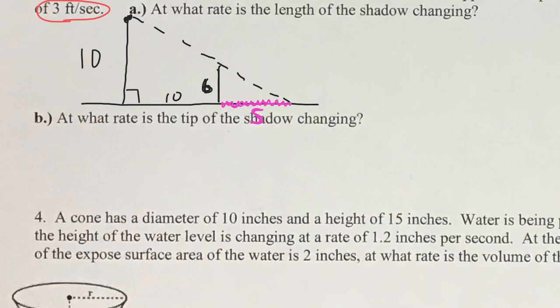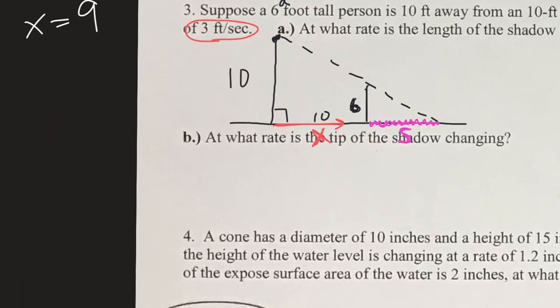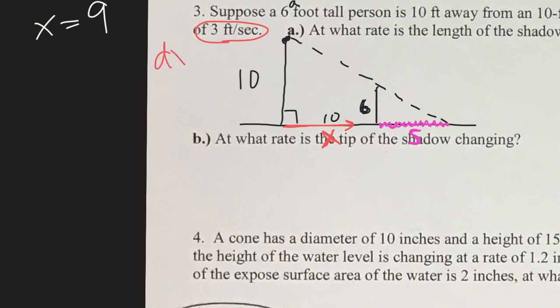And let's see, what else do we know? What else is changing about this situation? Right, our shadow is changing. What else is changing? Right, this is changing. The distance away from the lamppost is changing. So let's let this be x. And then the shadow is s. Okay? So if we're calling the distance from the lamppost to the person x, then our 3 represents dx dt, the rate at which the person is walking away from the lamppost.